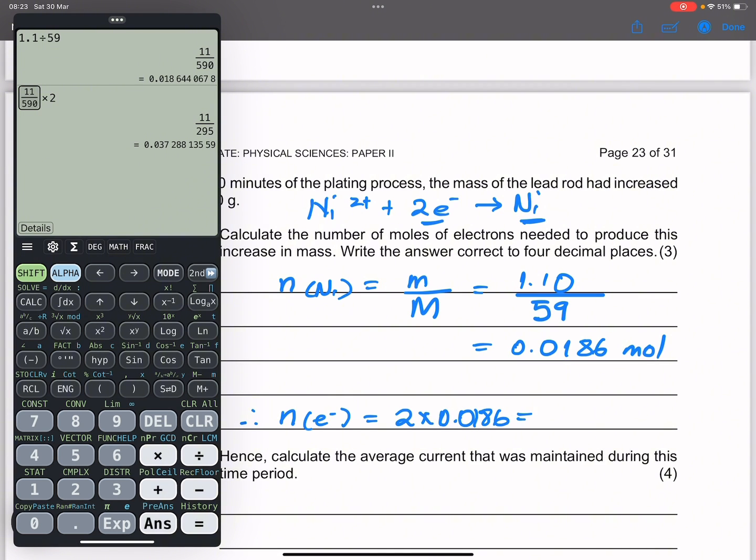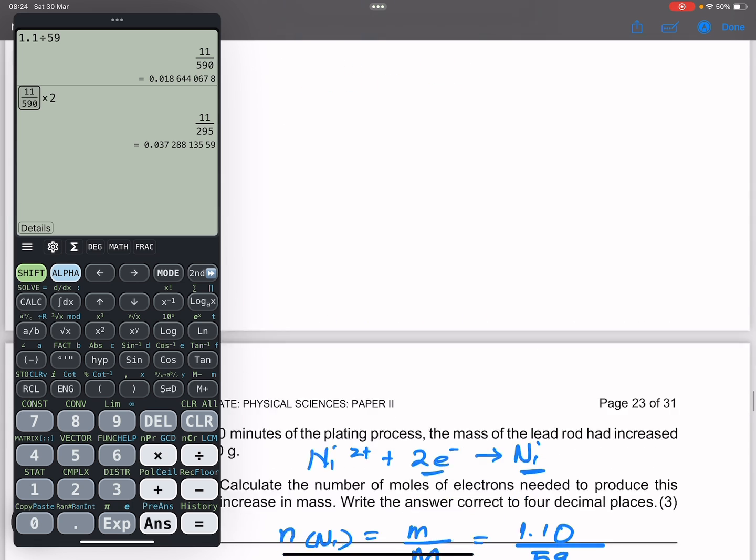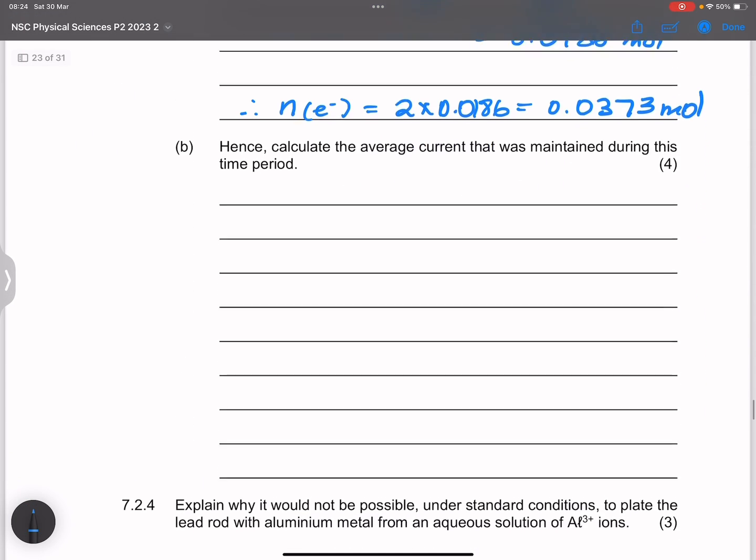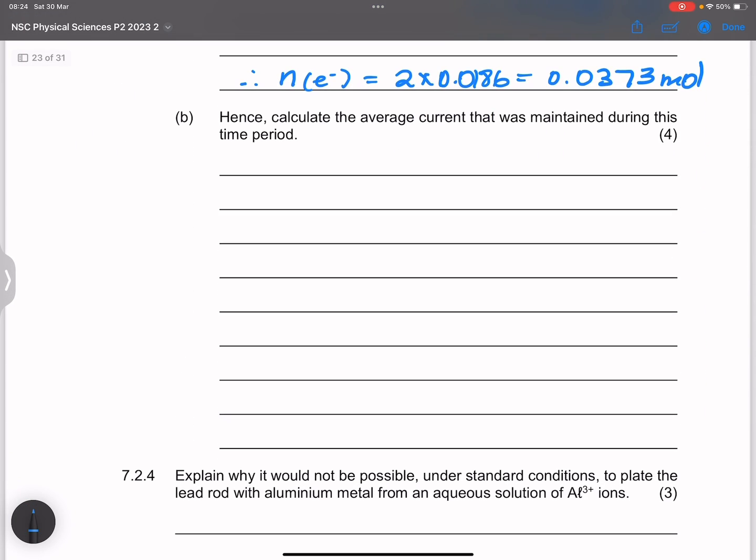Okay, and I get 0.0373. Right, that is how we'll get that number. Now they say, hence, calculate the average current that was maintained during this period. Now remember that current is charge divided by change in time, right?